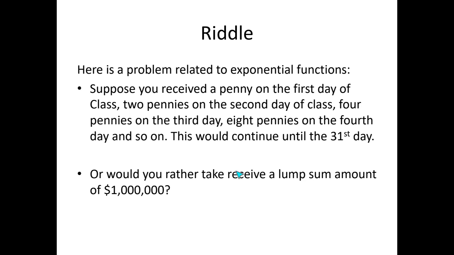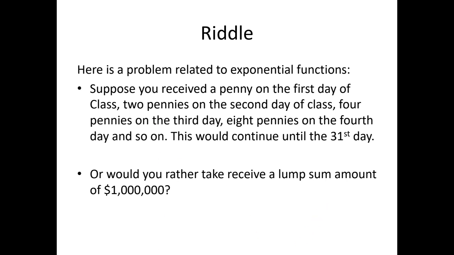So here's a problem related to exponential functions. Suppose you receive a penny on the first day of class, and then you get 2 pennies on the second day of class, and on the third day, 4 pennies, and so on. If you do this every day until the 31st day of the month, what would happen? So the question is, would you rather take a lump sum amount of $1 million, or would you rather have a penny, and then the second day you have 2 pennies, and then the third day you have more pennies, and so on? Which of the two would you prefer?